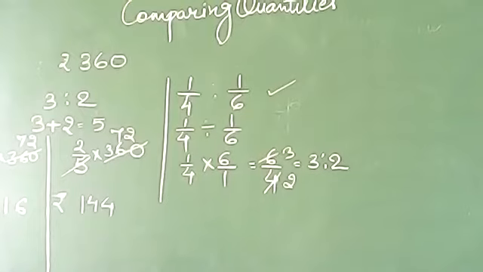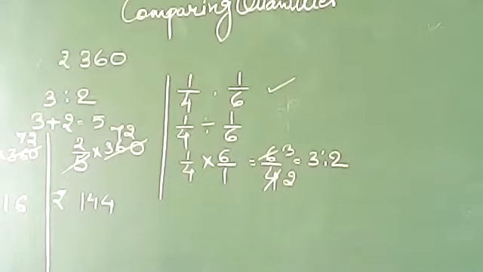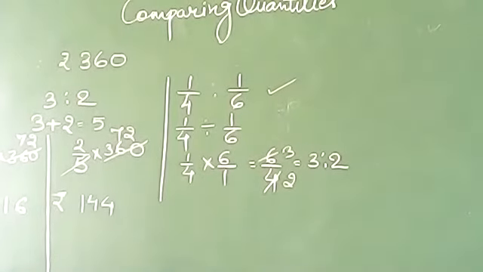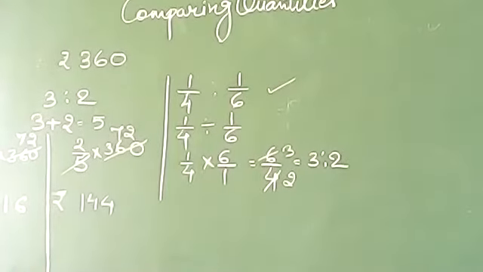Let's understand the next question which is given in the exercise. It says here two numbers are in the ratio 5:6. If 8 is subtracted from each, the ratio becomes 4 by 5. Find the numbers.